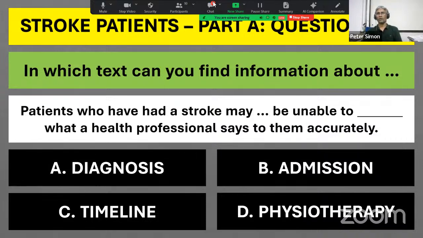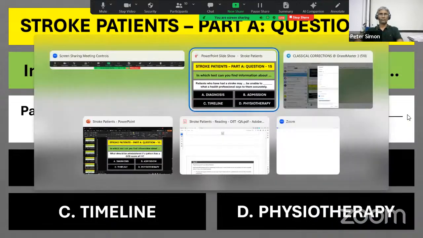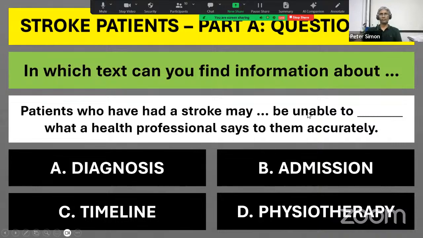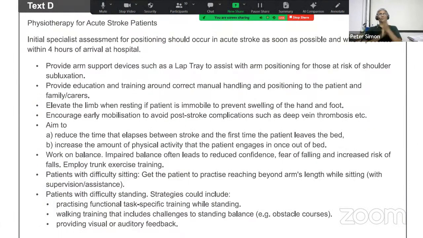Okay. So D, B, D. Okay, right. So the majority are D. So let us go to D. Okay. First. This is D.